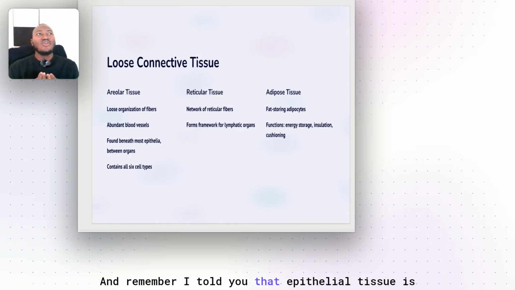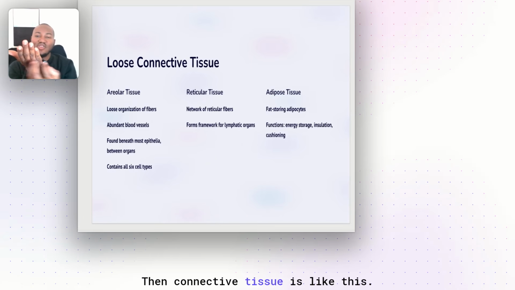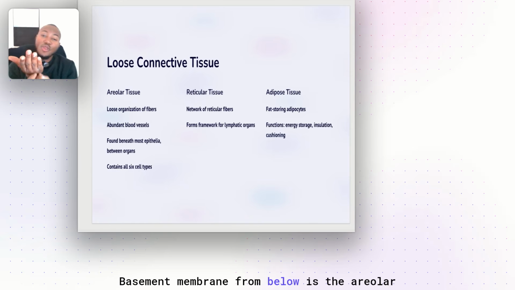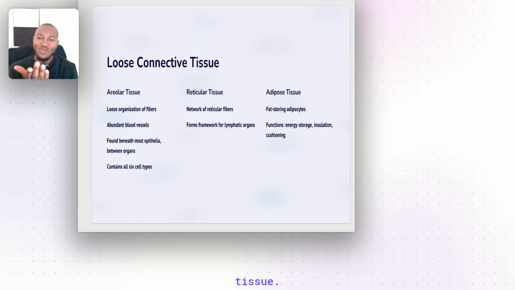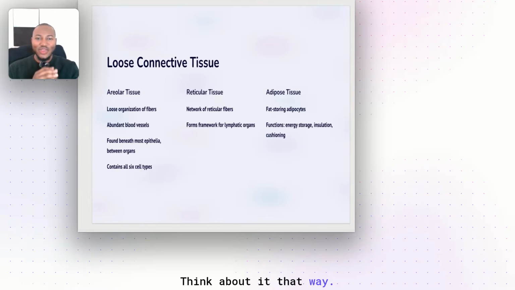And remember, I told you that epithelial tissue is like this, then the basement membrane is like this, then connective tissue is like this. The part of the connective tissue that is very close to the basement membrane from below is the areolar tissue. And because it has abundant blood vessels, it has enough to give to the epithelium. Think about it that way.